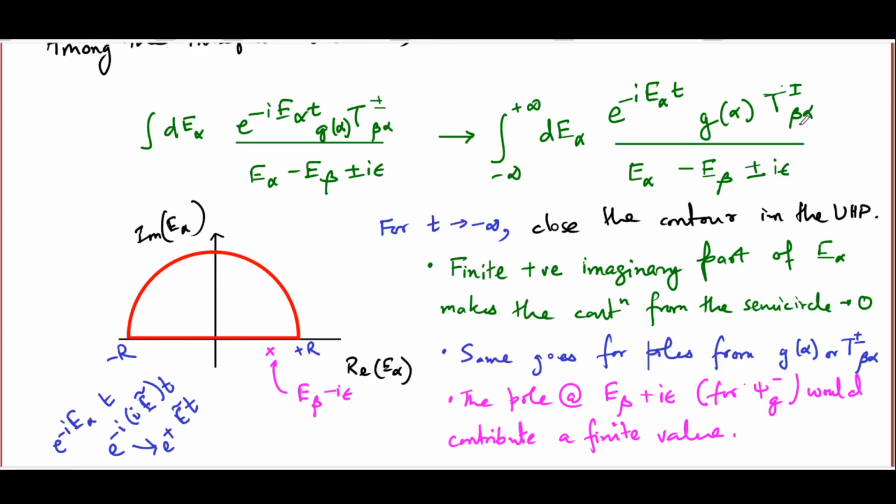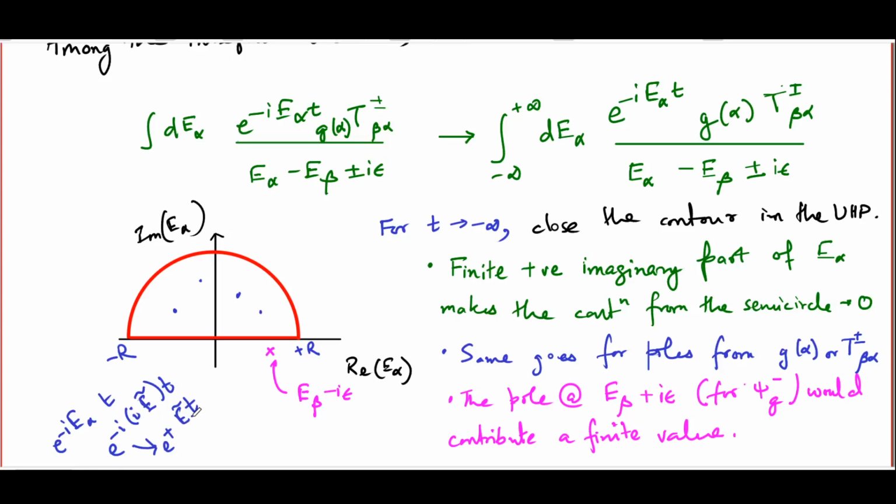Of course, G alpha or T plus minus beta alpha, viewed as functions of a complex value E alpha, might very well have poles inside the contour, that is inside the upper half plane. But when we try to calculate the residues for these poles, you have to also evaluate the value of e to the minus i E alpha t there. And because all these poles have positive and finite imaginary parts, the residue here is going to vanish in the limit t goes to minus infinity, for the same reason as the one that we talked about a while ago.